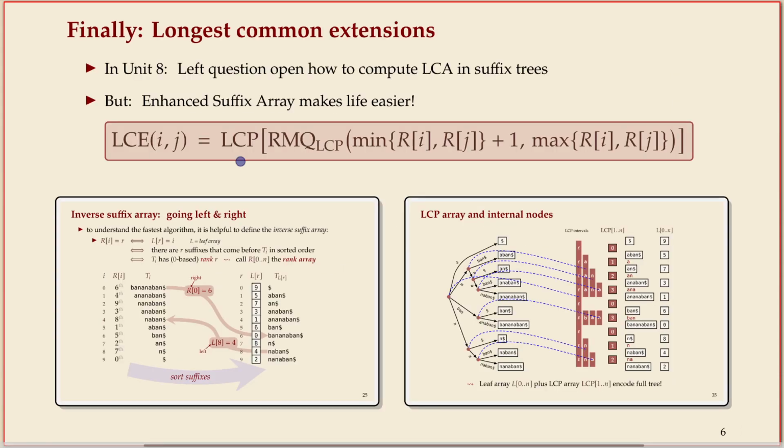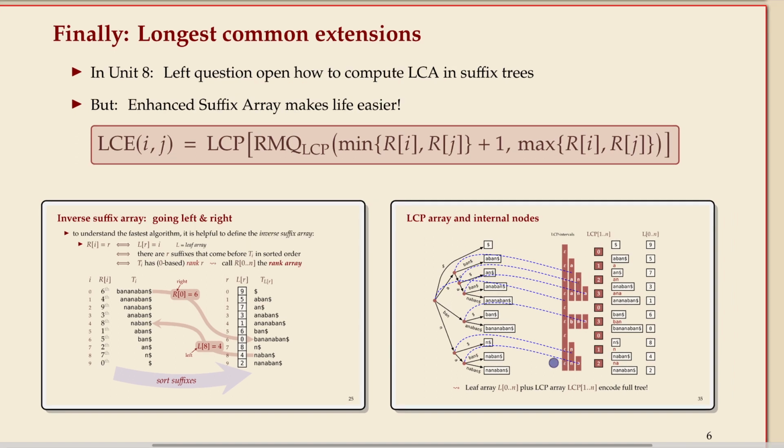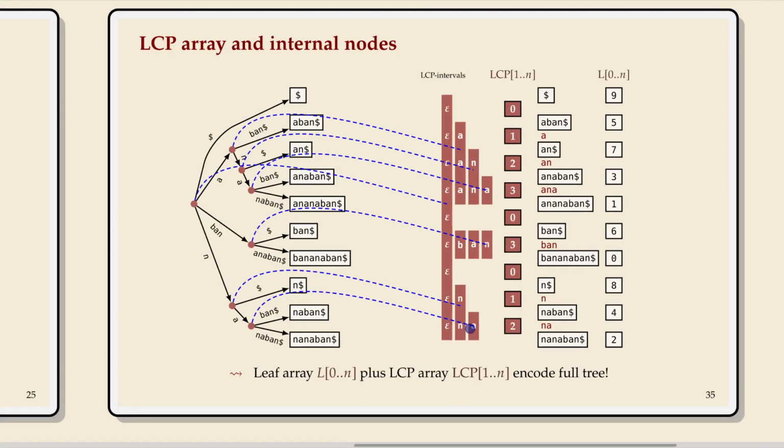So the LCP array, as we defined it in Unit 8, already has some answers for LCE queries, but only if these two leaves are adjacent. So I could, for example, ask for LCE of 5 and 7 directly by finding the right LCP entry. But if I'm asking for two other leaves that are further apart, there's no entry in the LCP array that directly gives that answer. But you can translate between the two. And for that, let me zoom into this picture a bit.